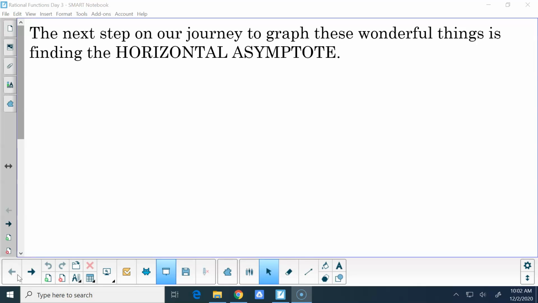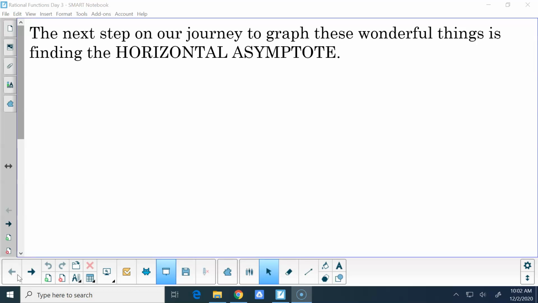So you probably only needed like 1 or 2 lines for step 0, and then step 1 is find the domain and the vertical asymptotes. So some of them need more space, other ones are just a quick little line. So, all right. The next one is actually going to end up being the next step on our journey to graph these wonderful functions: we need to find the horizontal asymptote.